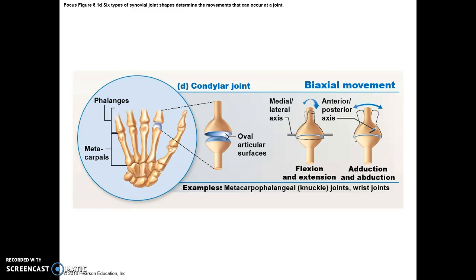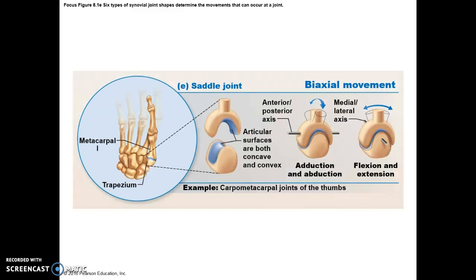Condylar joints, again, have oval articulating surfaces, and these are biaxial, as I mentioned earlier. Condylar joints have two axes of rotation, so they cause flexion, extension, and adduction and abduction. The example is the metacarpophalangeal joint, your knuckles, and your wrist joints.